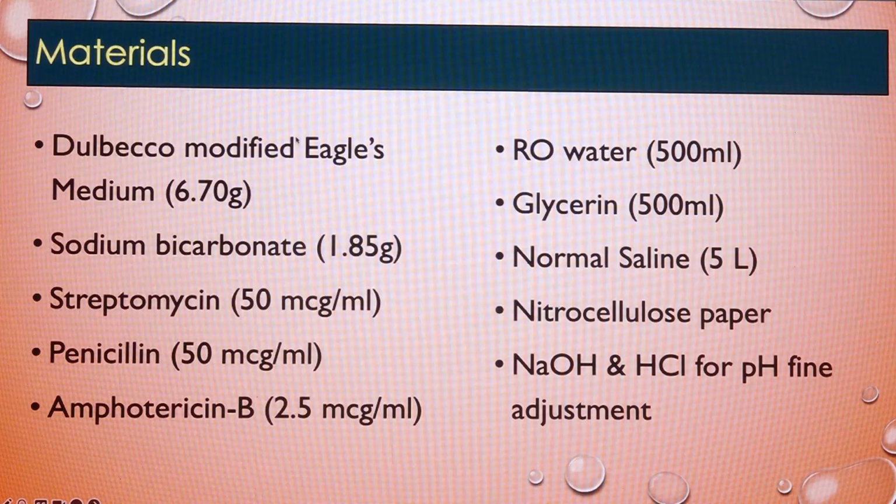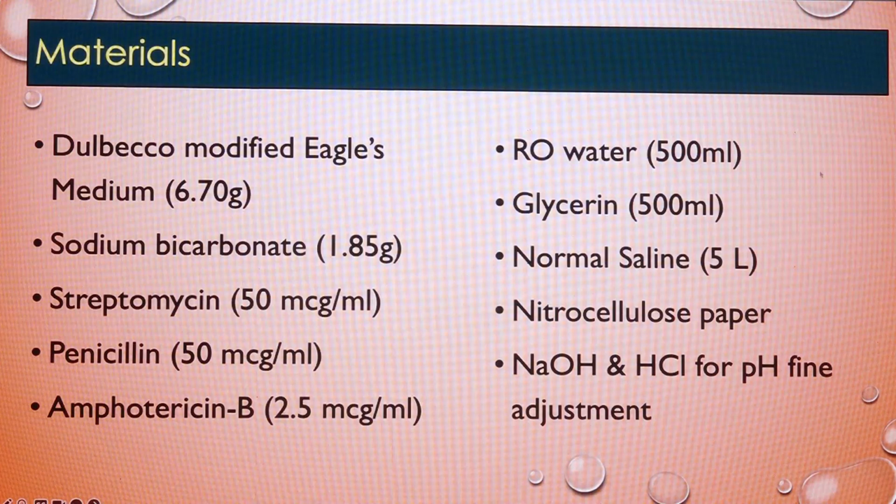And these are the chemical components which are required. So this is the main thing. So you can source from any of the standard chemical companies like Sigma Aldrich or HiMedia. So these are very standard chemical powder providers. So Dulbecco's modified Eagle's media, that's the main thing. Then sodium bicarb, antibiotics: streptomycin, penicillin, and amphotericin B. Reverse osmosis filtered water, glycerin, normal saline, nitrocellulose paper, and little quantities of sodium hydroxide and hydrochloric acid. This is for fine tuning of the pH adjustment.